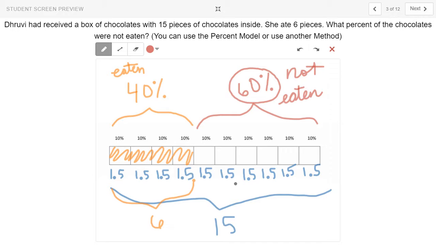So I shaded 40% eaten, but the question's asking what percent were not eaten. So if 40% were eaten, that means 60% was not eaten. Now, another way you could have solved this without the percent model: she ate 6 out of 15, but they're asking what percentage were not eaten, so you could think about what ratio was not eaten. So that'll be 9 out of 15. And then you can always simplify 9 over 15 to 3/5, which is 60%. So just another way to solve this.